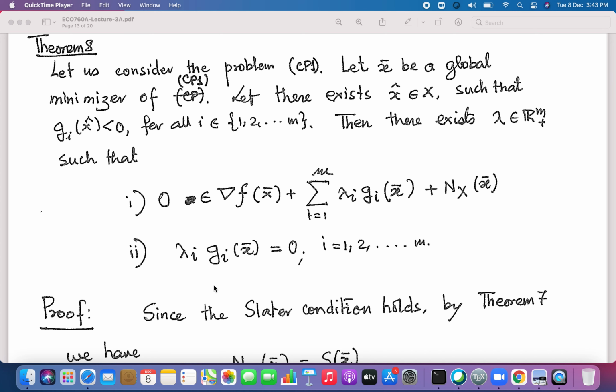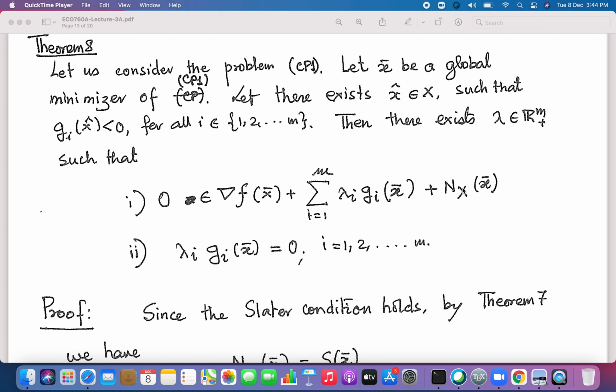So let us see, what does it say? Let us look at the situation if X is an open set. If X is an open set, the normal cone is nothing but 0, so this whole thing just becomes a vector. So it becomes 0 equals grad f(x bar) plus the summation i equal to 1 to m of lambda_i grad g_i(x bar). So when X is an open set or X is R^n, this combination actually becomes equal to 0, that is, grad f(x bar) plus the summation i equal to 1 to m of lambda_i grad g_i(x bar) is equal to 0. So this is a very, very important thing.